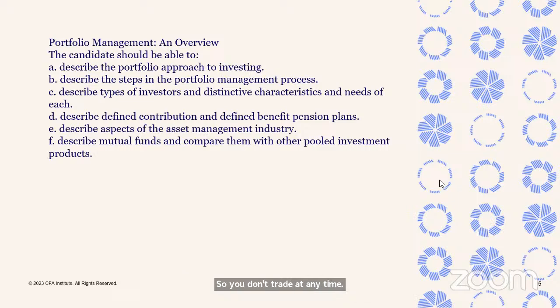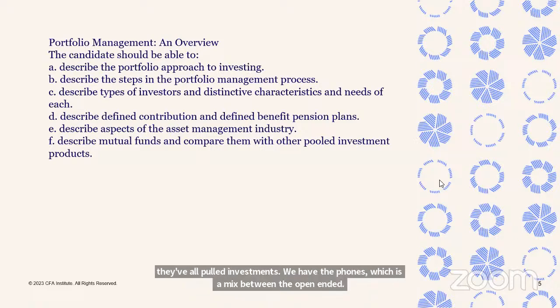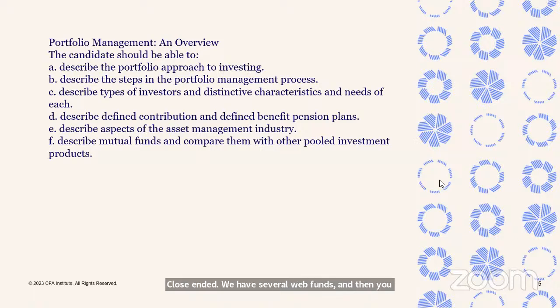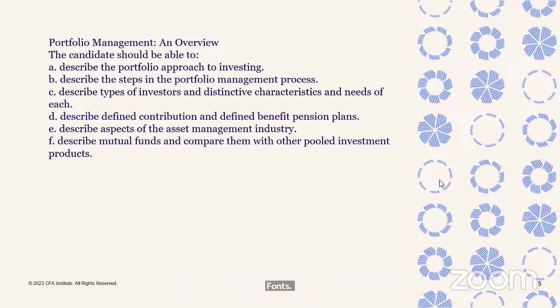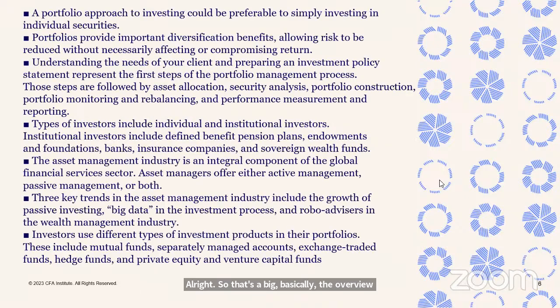And then for other pooled investments, we have the exchange traded funds, which are a mix between the open-ended and the closed-ended. You have the sovereign wealth funds, and then you have the separately managed funds. All right, so that's basically the overview of what we need to know in the first part. So let's just quickly go into some questions.